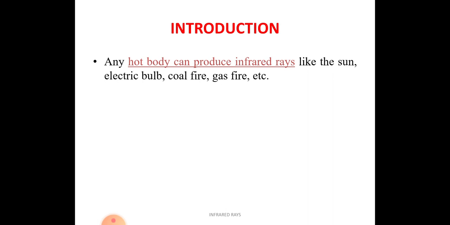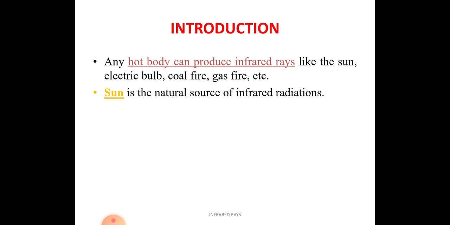Now, the principle behind IR production is very simple: any hot body will produce infrared rays. For example, the sun, an electric bulb, coal fire or gas fire, and there are lots of other examples. In short, what we have to remember is that any hot body can produce infrared rays. But there should be some scientific and sophisticated way. So here we are heating a few elements, and just by heating these elements we are able to produce infrared rays, and those will be helpful to our patient.